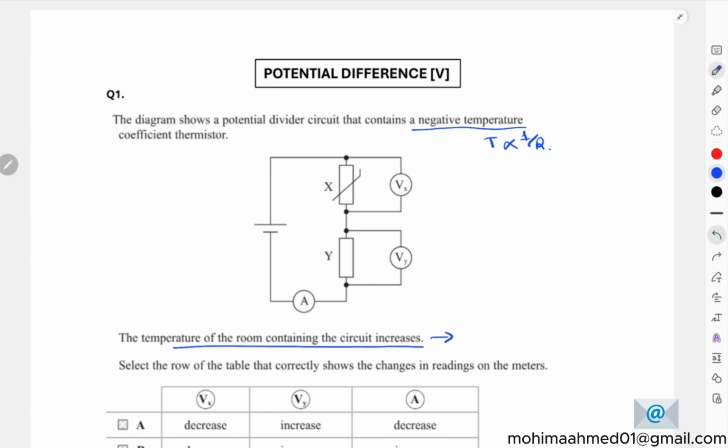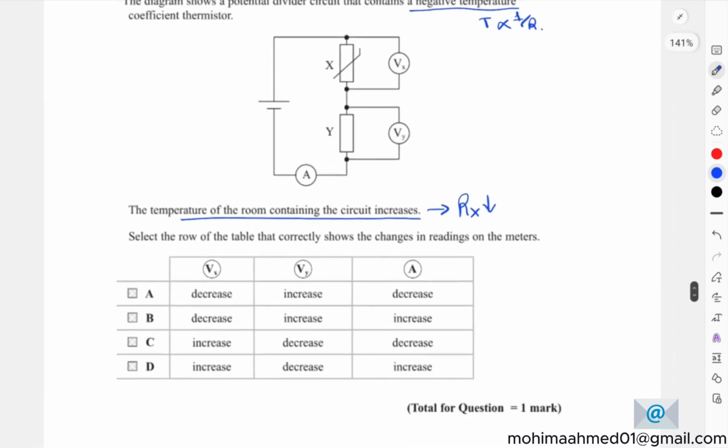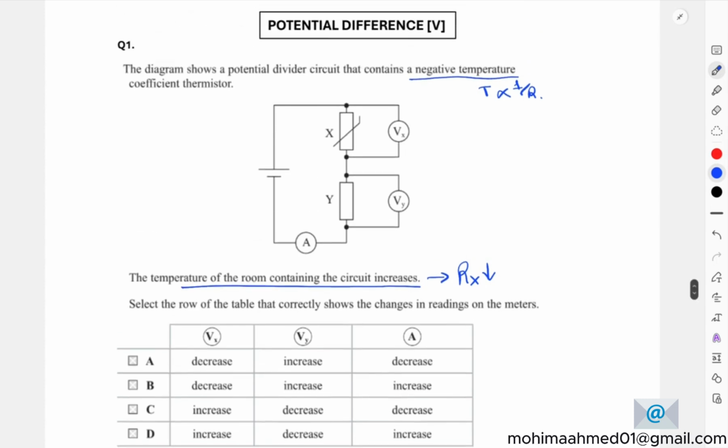So temperature of the room increases, which indicates the resistance of that thermistor X decreases. Let me write it down like this: Rx decreases. And Y was a fixed resistor, so for Y there will be no change, but X will have a decreased resistance. And they were connected in series. It says to select the row of the table that correctly shows the changes in readings of the meters. Now if the resistance of the thermistor is decreasing, that means the total resistance is also decreasing, right?